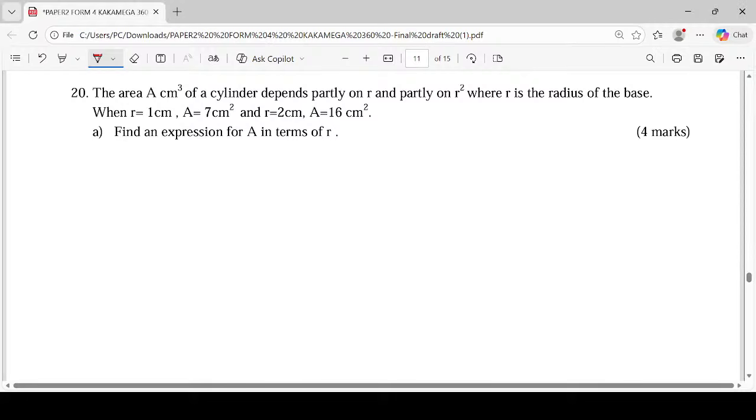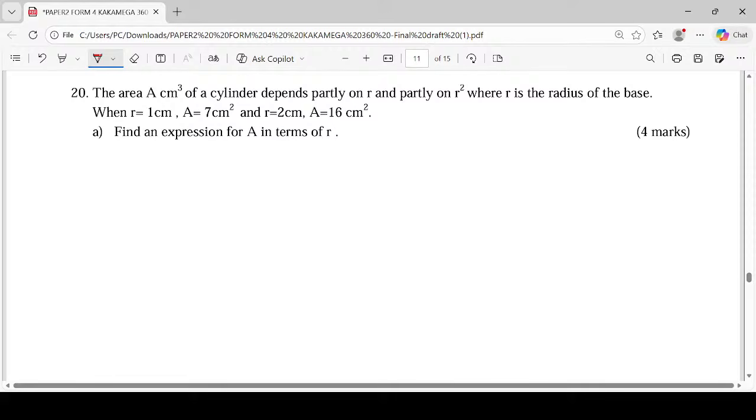The area, A cubic centimeters of a cylinder, depends partly on r and partly on r squared, where r is the radius of the base. When r is equal to 1, A is equal to 7, and when r is equal to 2, A is equal to 16. Find the expression of A in terms of r.